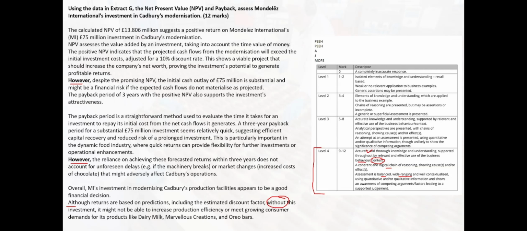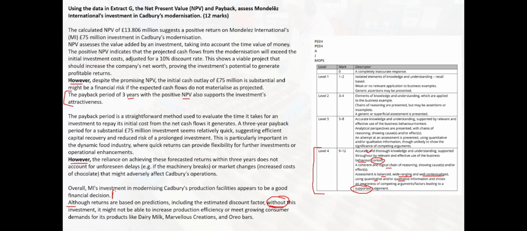Is it wide-ranging? Well, is it more than two arguments? Well, I can see five on that page. I think that's more than two. Is it contextualized? Silly question. Quantitative, qualitative, awareness of competing arguments. Well, that cheeky little sentence there is actually a bit of a comparison. 3 years, NPV. Yeah, bringing both those arguments together, quite nice. And we've got leading to a supported judgment. And this supported is a bit of that.